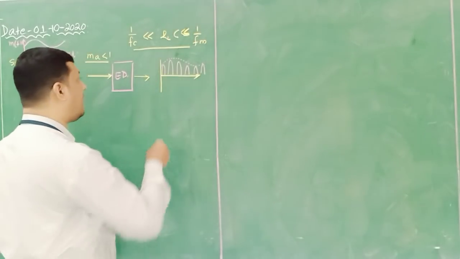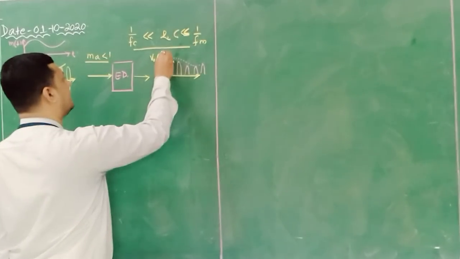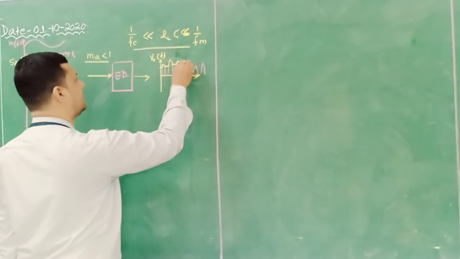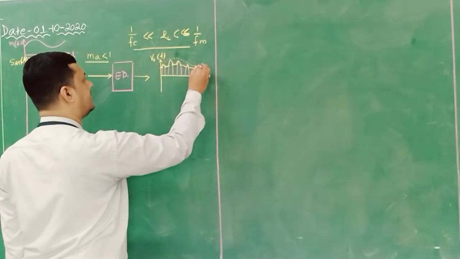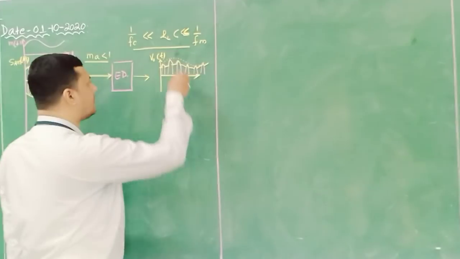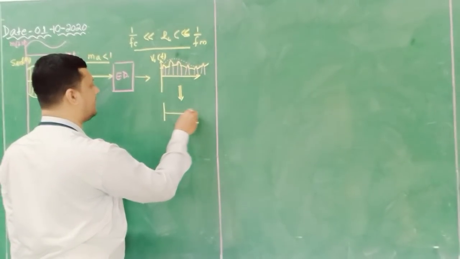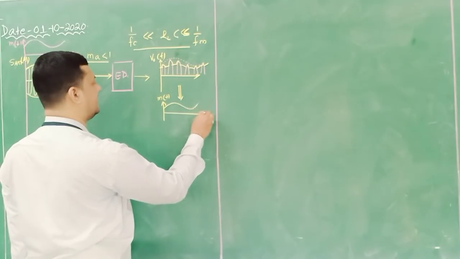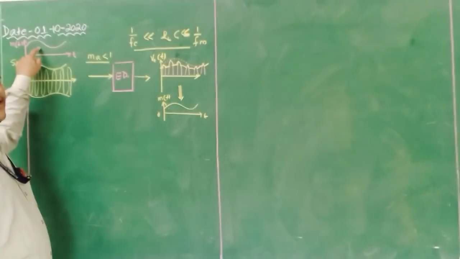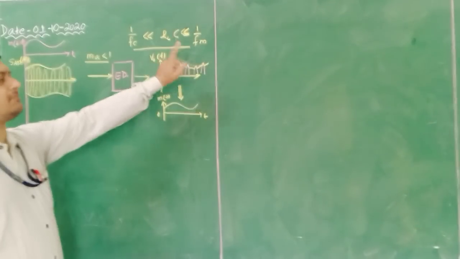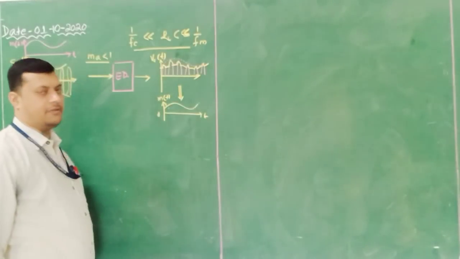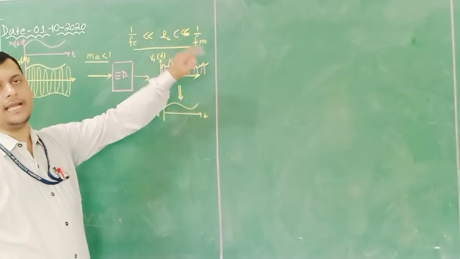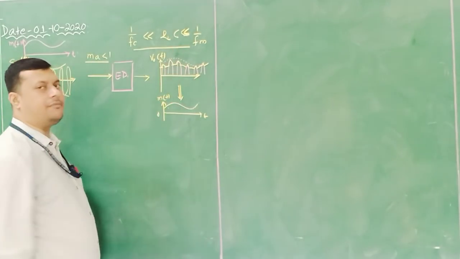If this is the positive half we are identifying, that means first it will charge, then discharge, then charge, then discharge, and so on. After passing through the smoothing filter, what will be my output? My output will be the message signal. The output will look like this. This signal and this signal are quite similar because it is following the proper envelope detection condition: 1 by Fc must be very much less than the time constant, which is very much less than 1 by Fm. If this condition is satisfied, I am recovering the modulating signal.